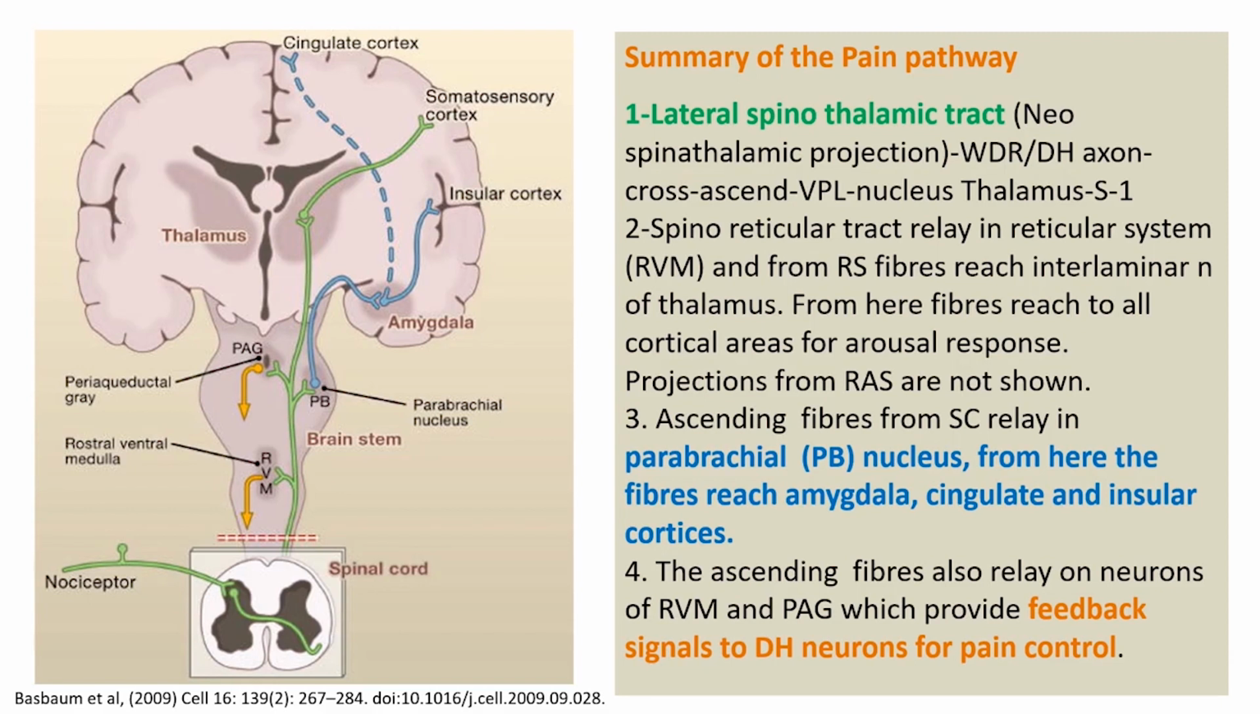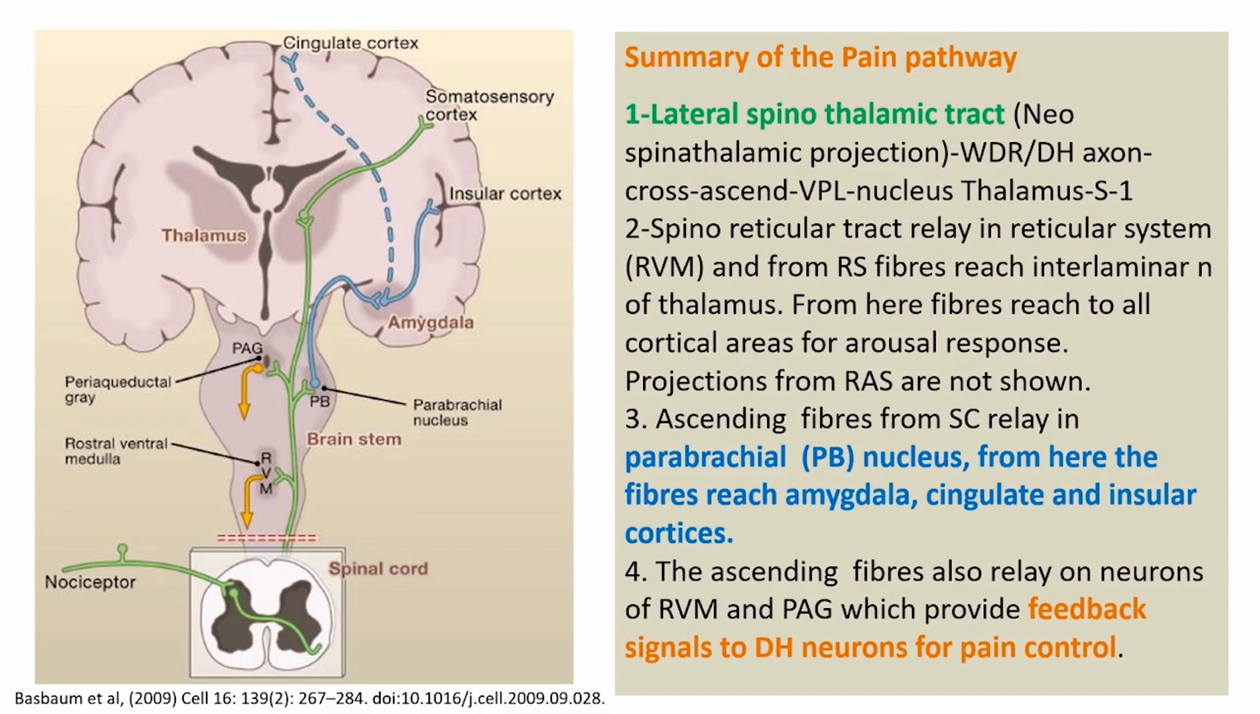From here, the reticulothalamic tracts originate and they reach the thalamus and relay in the intralaminar and reticular nucleus of the thalamus. And these will project to the entire cortical mantle and also to the interthalamic nuclei. These fibers are not shown here; they are shown in the earlier slides.